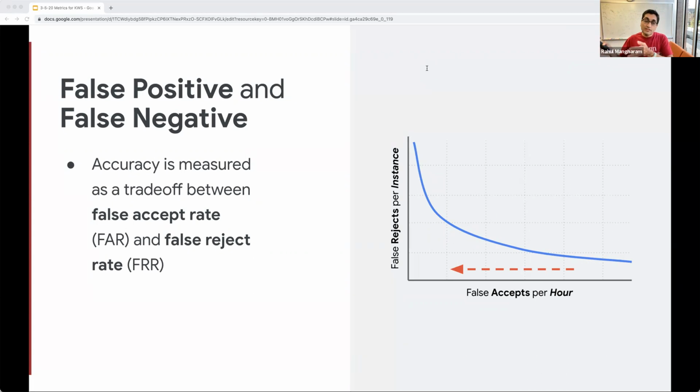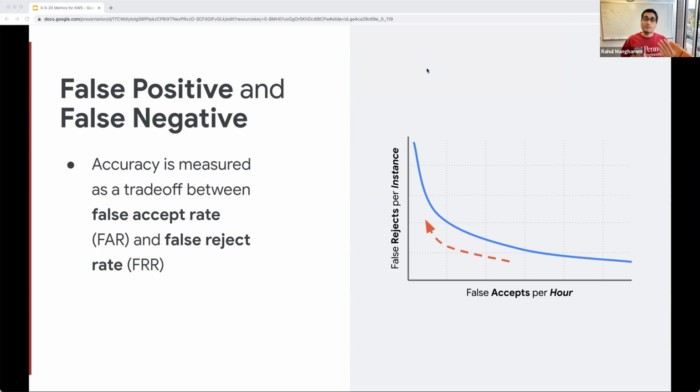And you want to stay very much to the left-hand side of the x-axis. You want to decrease the number of false accepts on the x-axis. But at the same time, you have this problem of false rejects. False rejects are basically those false negatives, where you actually said Alexa, and the machine is not waking up. That proves to be problematic when you actually want the machine to respond to you.